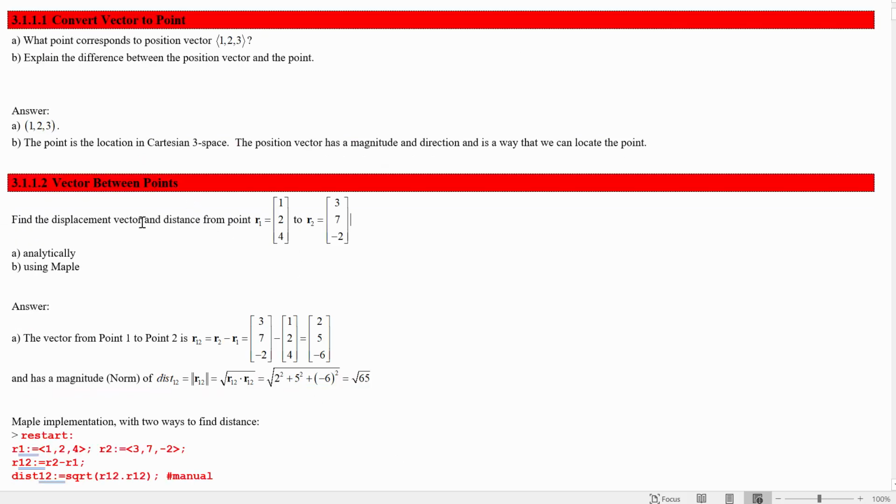Okay, let's find the vector between 2 points. So once we've got 2 position vectors, R1 and R2, how do we find the displacement vector between them? Well, we subtract them. So the displacement from point 1 to point 2 is R12. You'd read this as the displacement from 1 to 2, or R12, which is R2 minus R1. So the final point minus the initial point will give you the displacement between them.